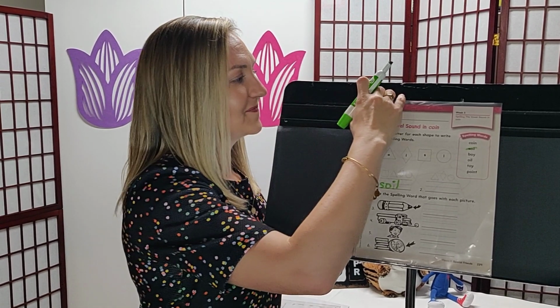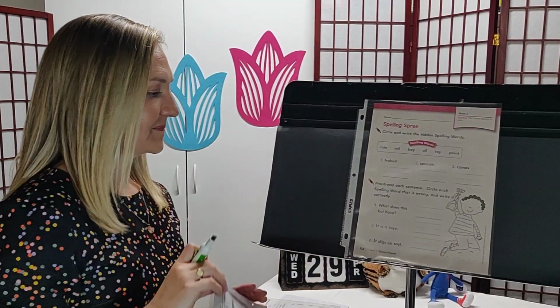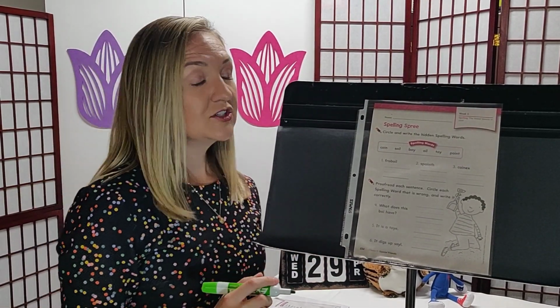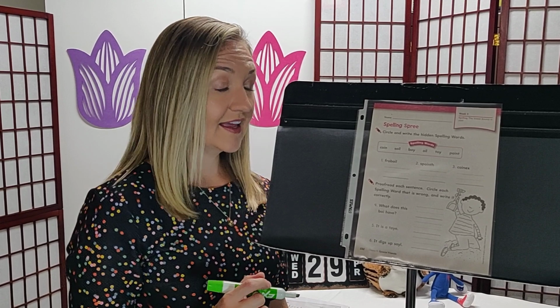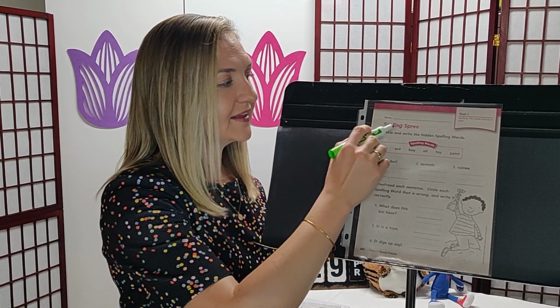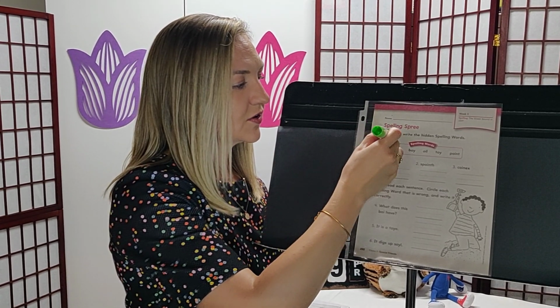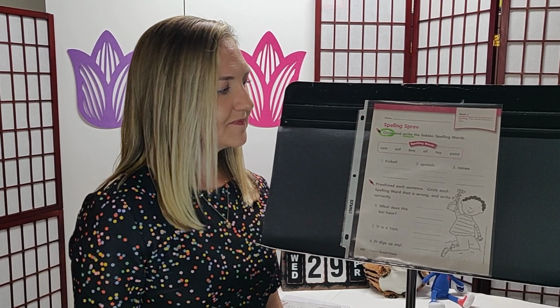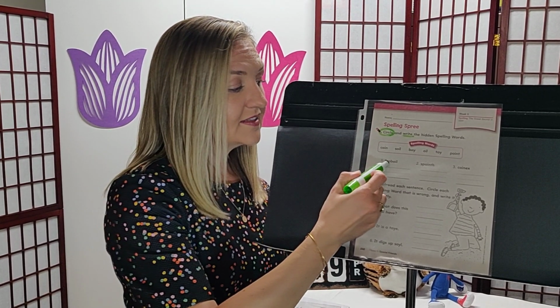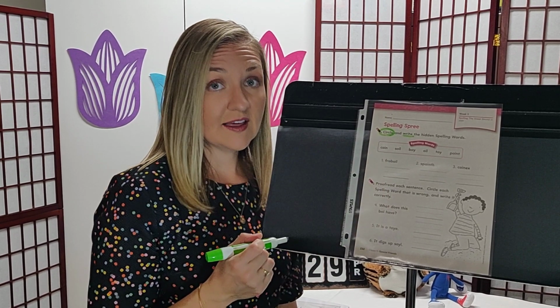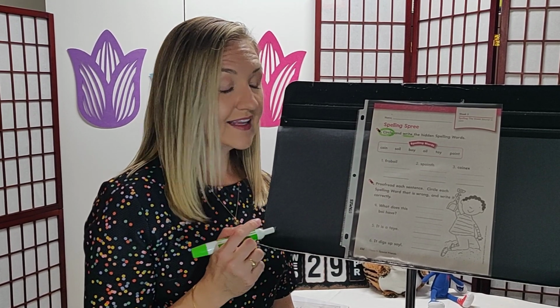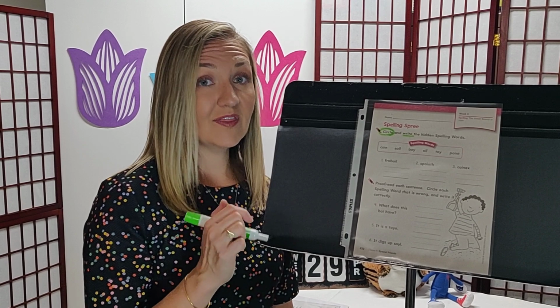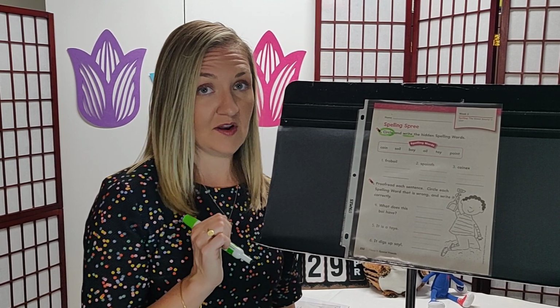Okay, very good. When you're done with this page, let's do one more. 232. Again, it's another spelling page. It's called Spelling Spree. Circle and write the hidden spelling words. So we look here at this example. There are too many letters to spell a spelling word. Instead, one of our words is hidden with extra letters around it that we do not need.